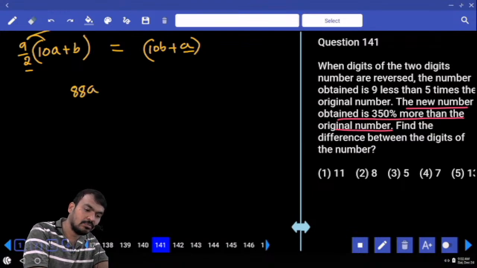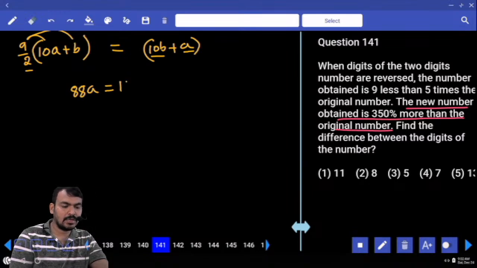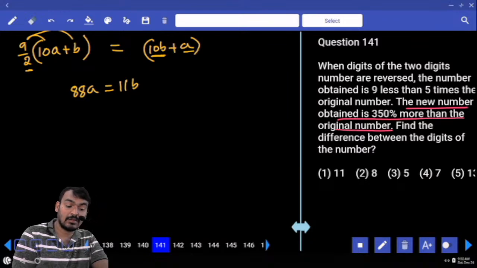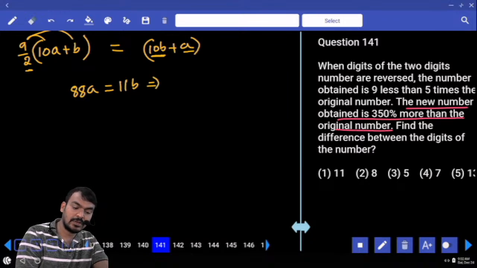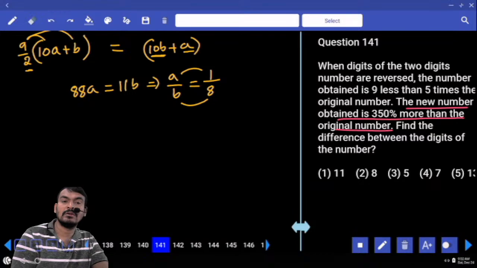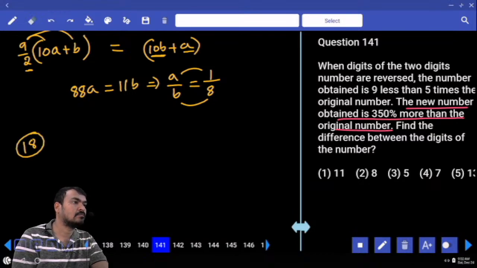Next, 9 into b, 9b, and on the other side 10b. The difference is 9b, and here 2 into 10 is 20. 20 and 9 gives 11b. So 88a equals 11b. This gives a by b equal to 1 by 8. So a is 1 and b is 8, which means the original number is 18.